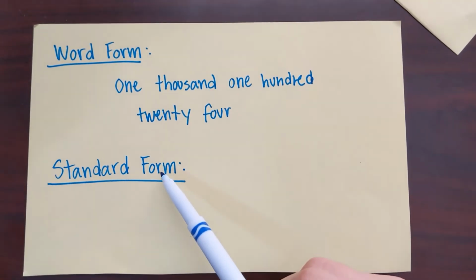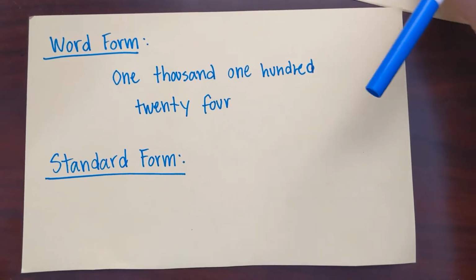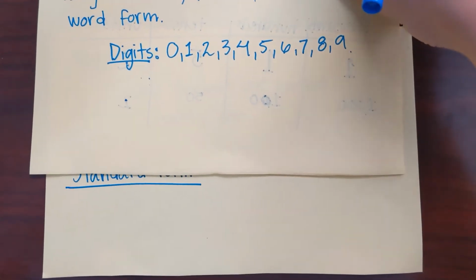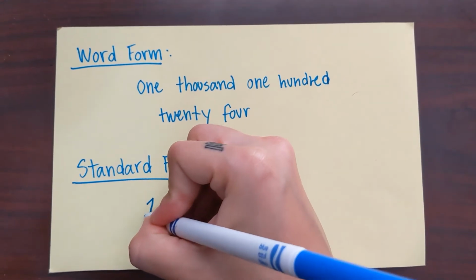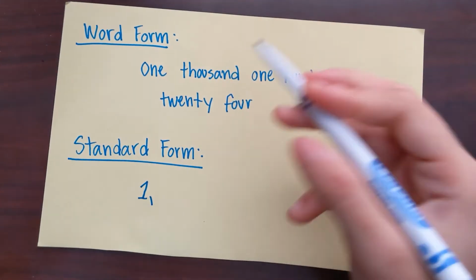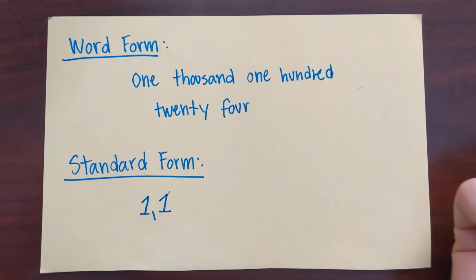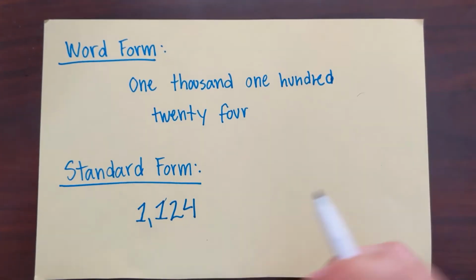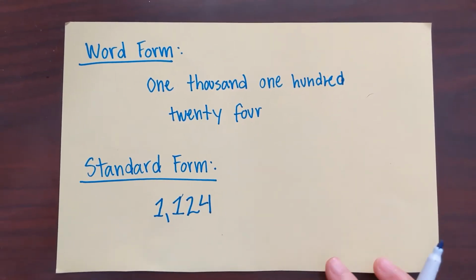And if I want to write that number in standard form, that will be just using my digits again from 0 to 9 in the right order. So 1,000, I'll have my 1,124. So this is my standard form. It's just the way we write the numbers regularly.